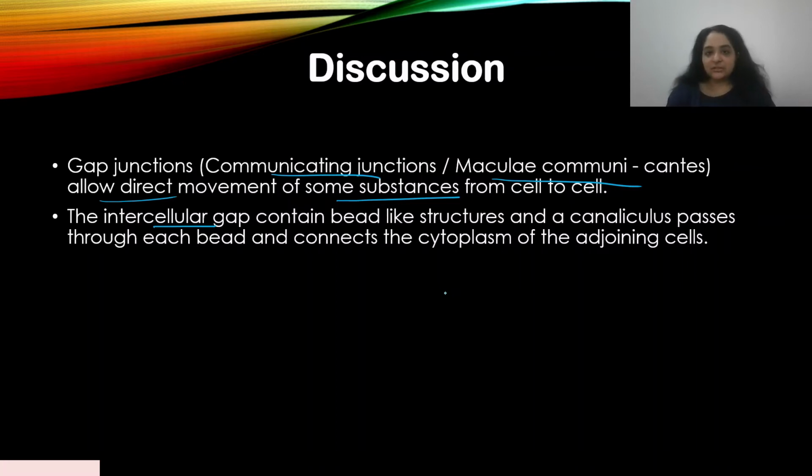Now the intercellular gap contains bead-like structures, and there are channels, also known as canaliculus. There are channels which pass through each bead. So if this is the intercellular gap over here, there are some bead-like structures, and there are channels which pass through and connect the cytoplasm of the adjoining cells. I have a good diagram also to explain that.